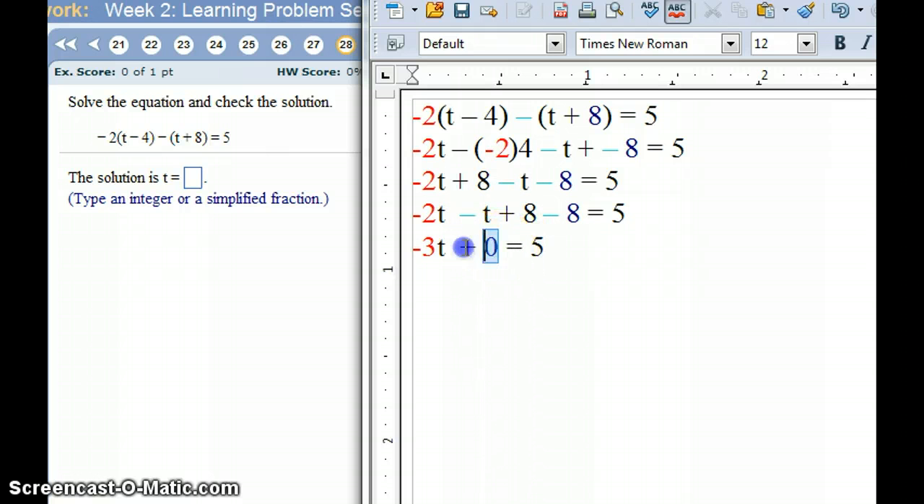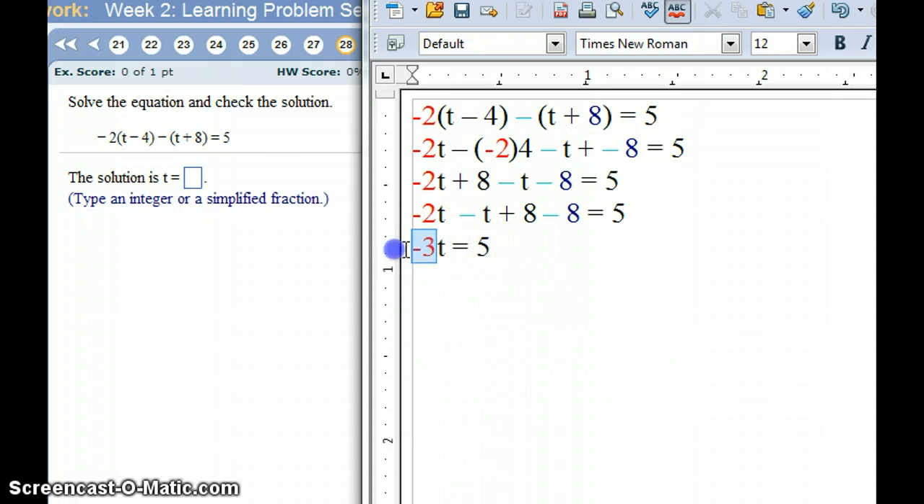Anytime I add 0, I can just get rid of that plus 0, because plus 0 just gives me the same thing. So I've gone from this kind of messy expression where I needed to use the distributive property, and I combined my like terms by grouping them together. Now I have something that I can solve using the addition, multiplication, division or subtraction property. In this case, I'm going to use division.